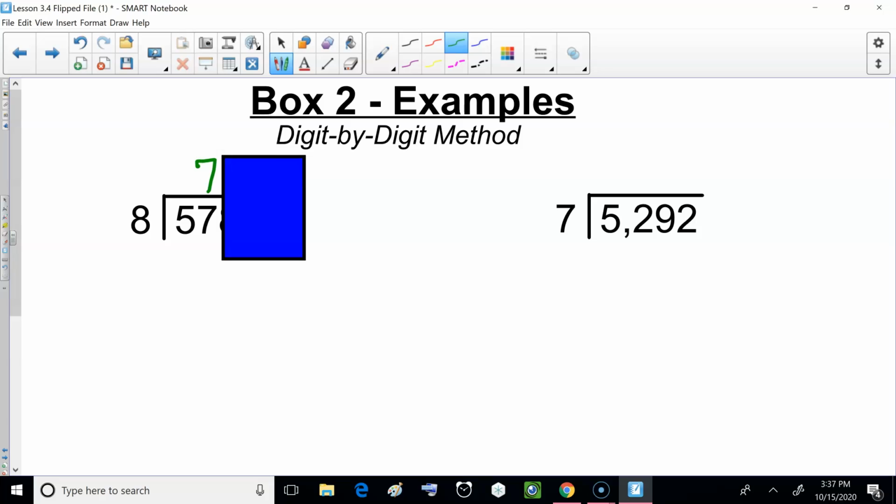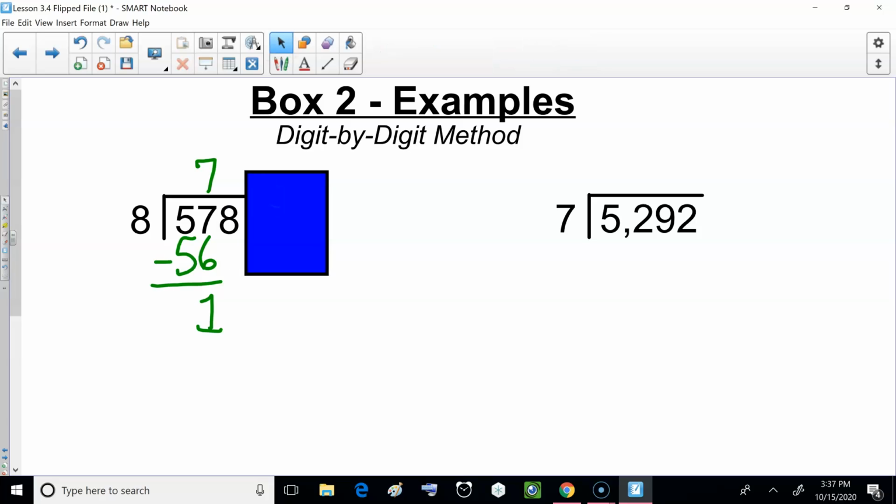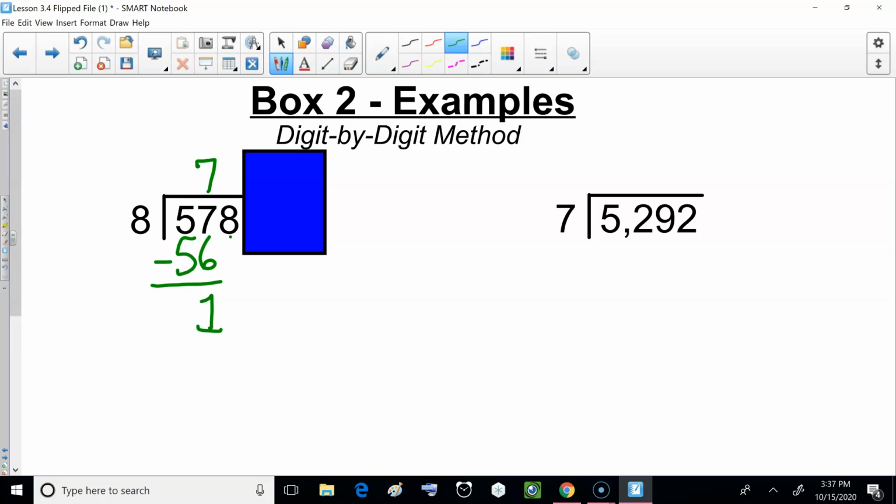Now I have to multiply. 7 times 8 is 56. Now I have to subtract 1. I know 1 is less than 8, so I can go to my next place value. In our previous ones, we would be writing like 70 right up above by the 7, but we don't have to because we're going place value by place value. So I slide it over. I'm now going to bring down the 8, and now I have 18 ones left.